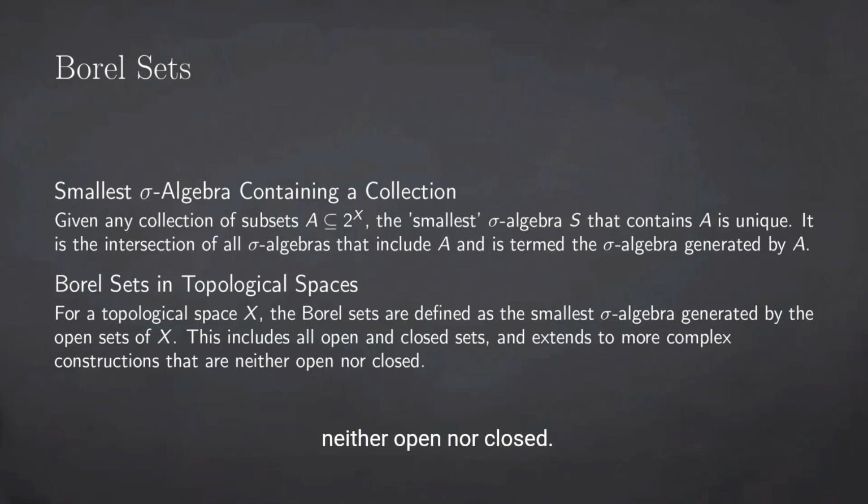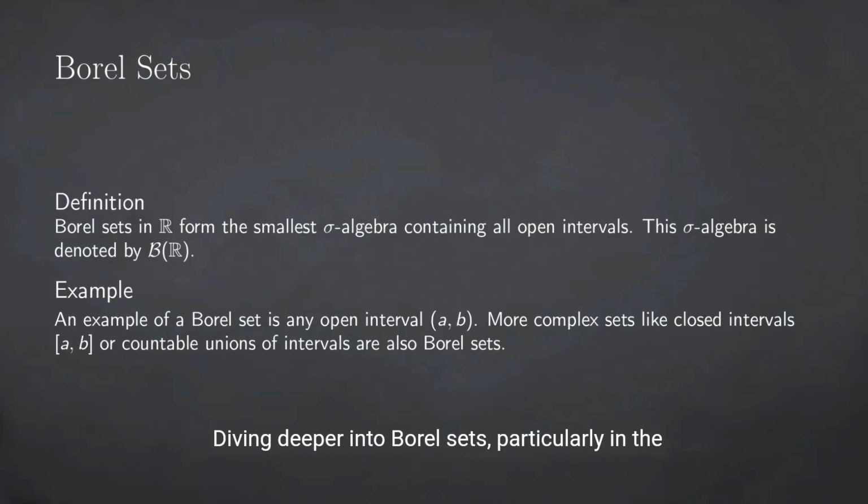Diving deeper into Borel sets, particularly on the number line, math R, these sets form the smallest sigma algebra containing all open intervals. This sigma algebra is denoted as B(R). An example of a Borel set is any open interval, say (a, b). More complex Borel sets include closed intervals like [a, b] and countable unions of such intervals.